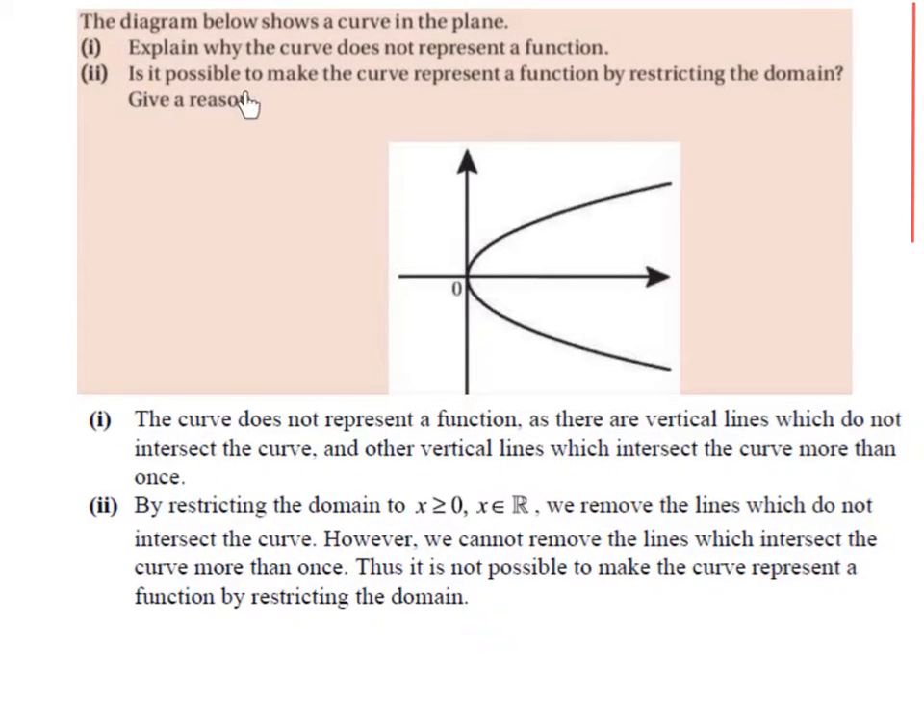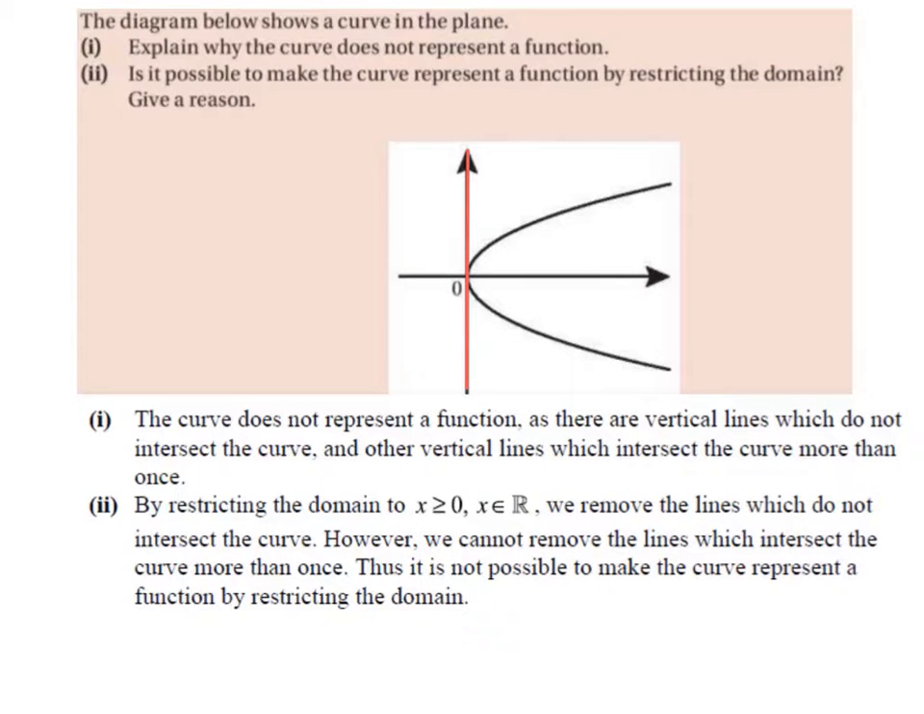So is it possible to make the curve represent a function by restricting the domain, and give a reason? By restricting the domain to x is greater than or equal to 0, x an element of the real number set, we remove the lines which do not intersect the curve. So that means moving our straight line anywhere to the right of the y-axis.